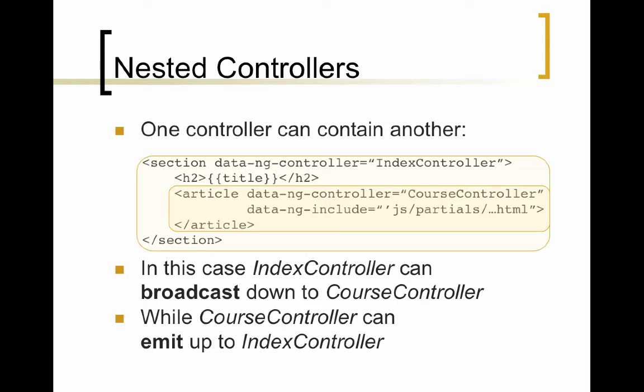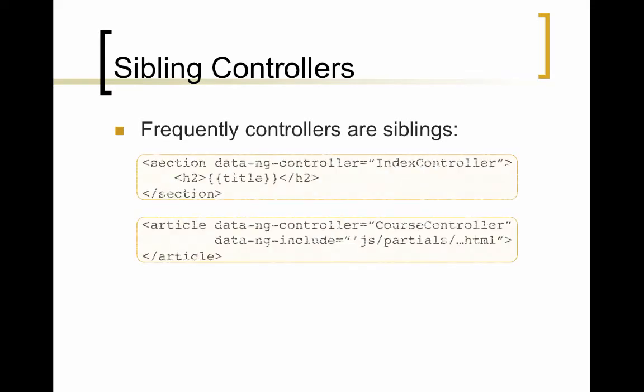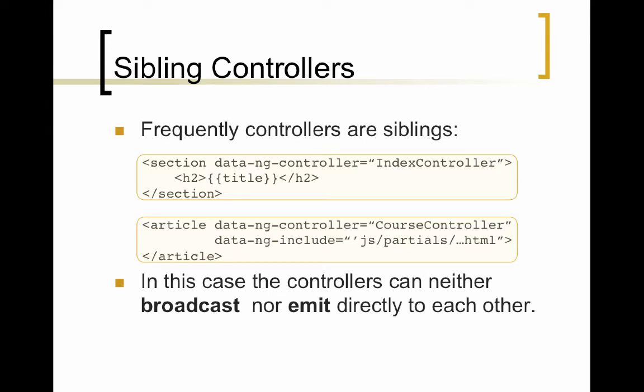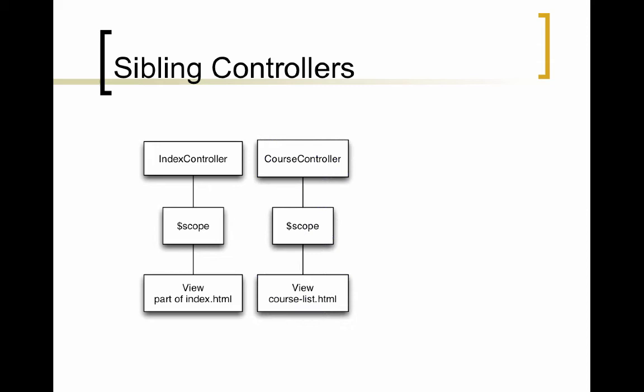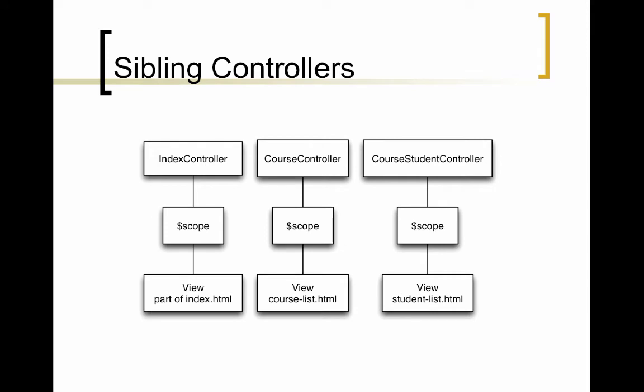But frequently, controllers aren't nested one inside the other. Frequently, controllers are siblings, and they just sit side by side. This is certainly the way that I've got things set out, and that you've got things set out if you're following the tutorial. So in this context, controllers can neither broadcast nor emit directly to each other because they sit next to each other. In this example, we've got an index controller which links via scope to a part of the index.html. We've got a course controller, which links via scope to its view, in this case a separate course list HTML. And then, if you're following the tutorial, we've got a third controller, a course student controller, with similar properties, and they sit side by side, so they have no way of communicating with each other.